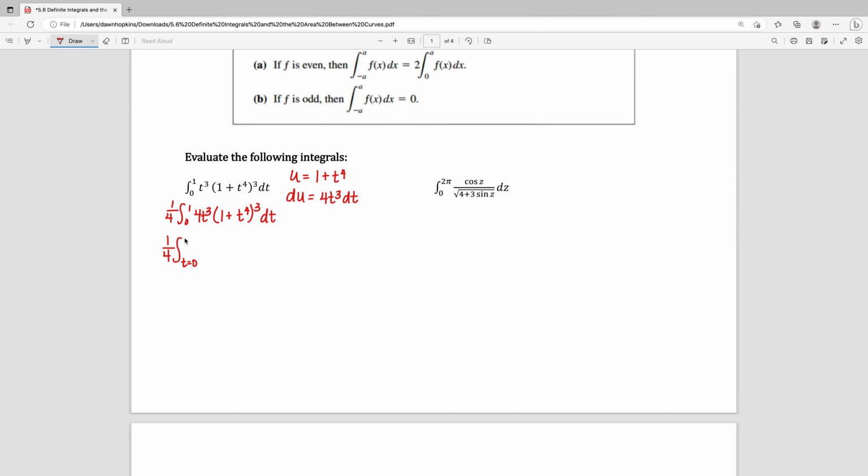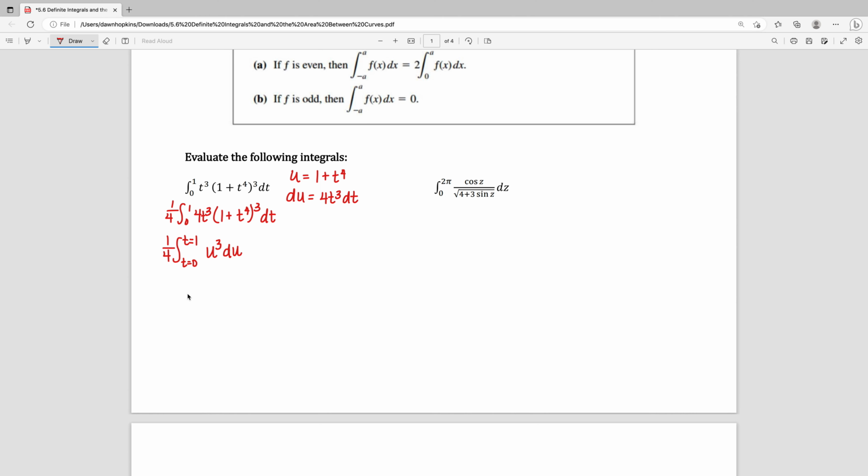Now I need to make a distinction here. These upper and lower bounds are reflecting t values, not u values. With the theorem at the top of the page, we could change these bounds to reflect the u values. I'm showing you that you can still work the problem without doing that. It just takes a few extra steps. So I want to show you the usefulness of that theorem.